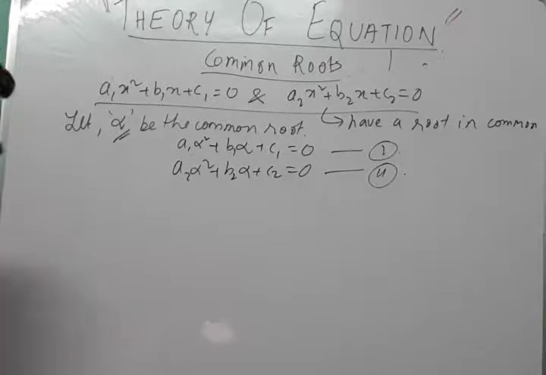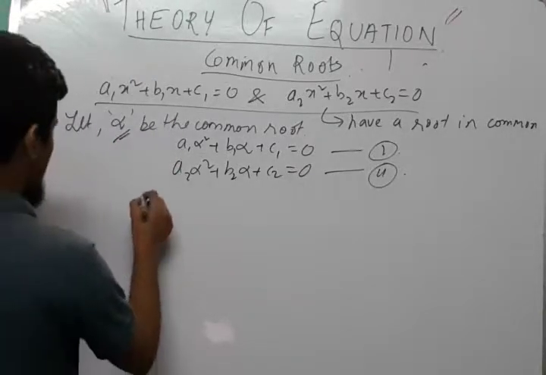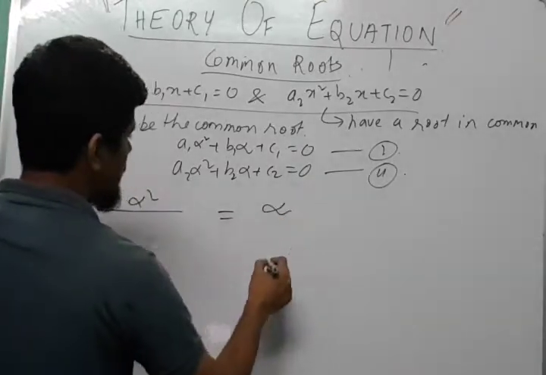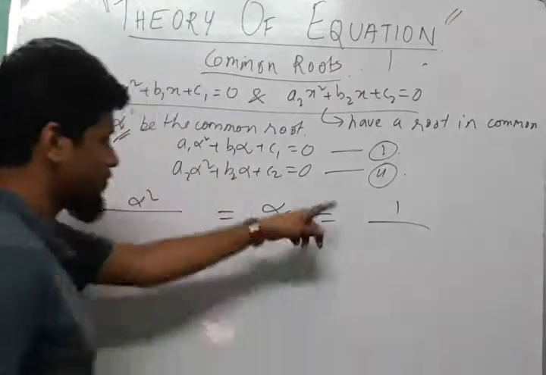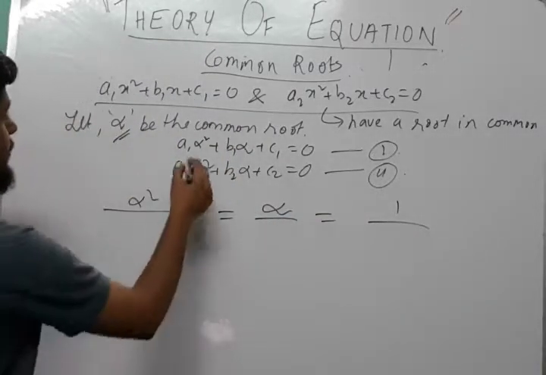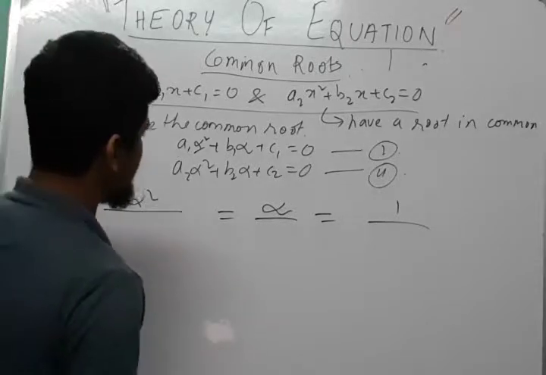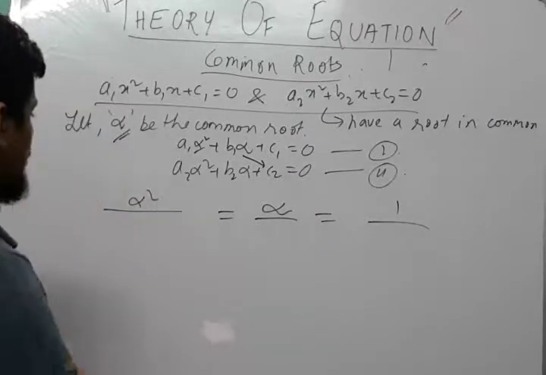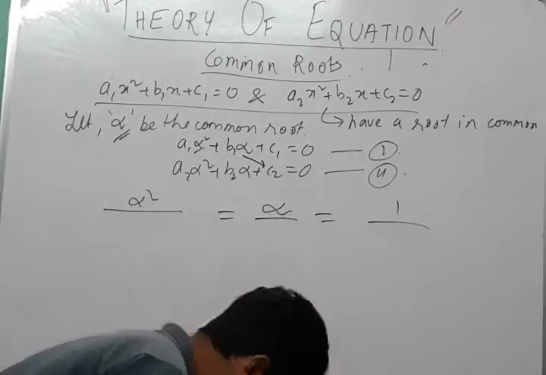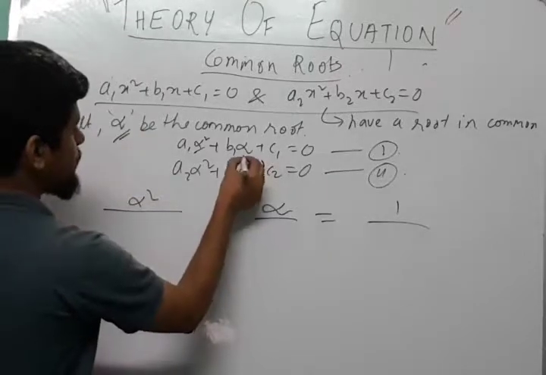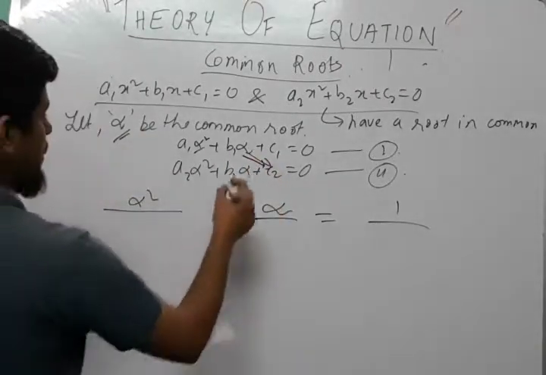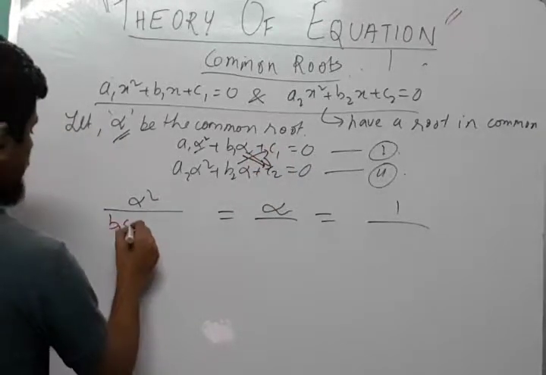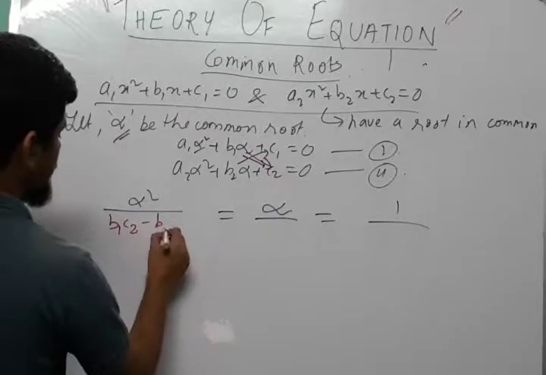So now we can write it down as alpha squared, and that will be equal to alpha, and here this will be 1 by something. So if we take alpha squared, it will be basically equal to b1, let me use another ink so that it is more clear to you. We have to basically multiply b1 c2 and then b2 c1. So this will give us alpha squared by b1 c2 minus b2 c1.